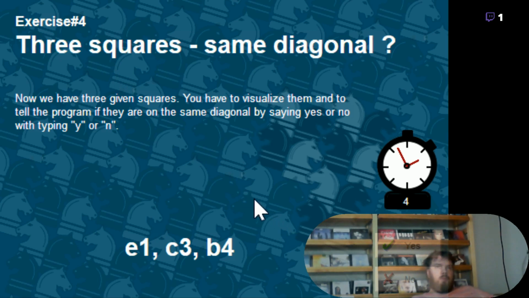So E1 is a dark square, and if we go towards left side of the board, it leads to A5, so C3 should be in the same diagonal, but how can I visualize it? E1, D2, C3, E4.